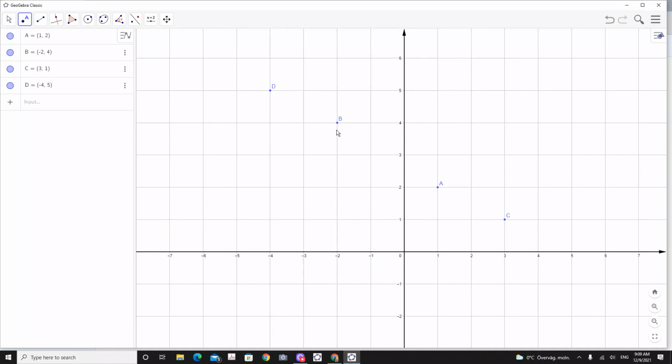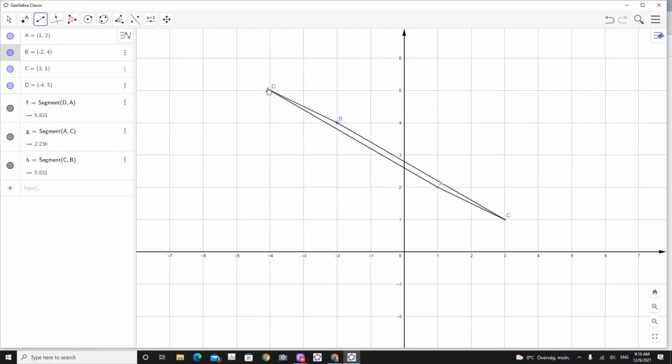So what are my sides? My sides are D, A, B. D to A. D to A. Yes, D to A. B, C, and then A. Yes, so D to A, and this to this, and that to this, and this to that.